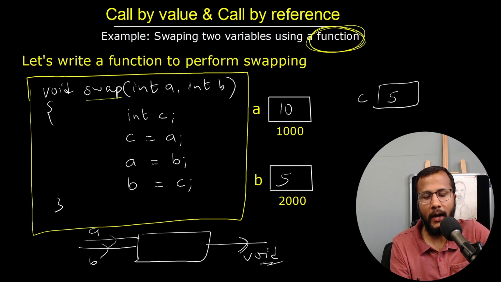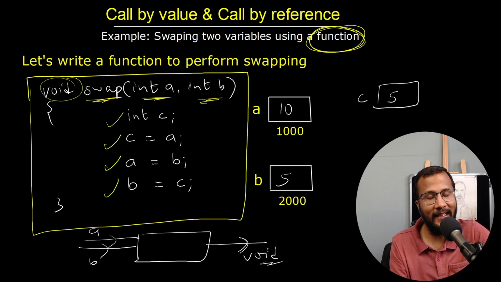Name of the function is swap. It takes 2 arguments, integer arguments A and B, integer parameters A and B. It returns nothing, and the logic is these 4 lines. First, create one variable C. Then you perform these 3 operations that will do the swapping for you.